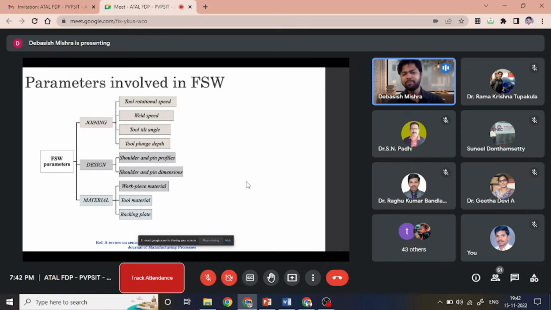Then we have the design parameters, which cover the design of the shoulder and the pin profile, their dimensions, and also the convexity or whatever we can provide to the profile of the pin or the shoulder, or you can have threads on the pin. So it depends on the type of the pin also. So they have different effects on the materials to be welded.